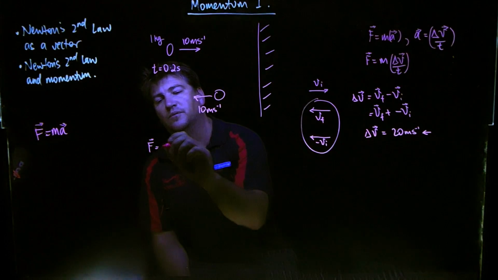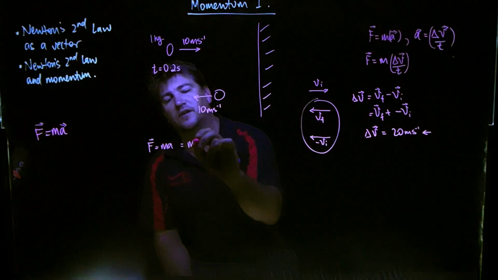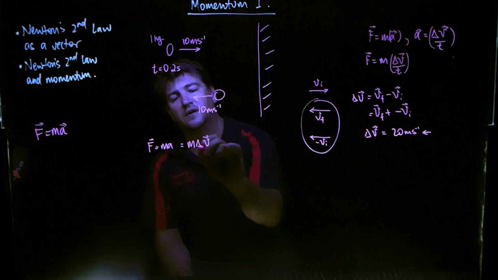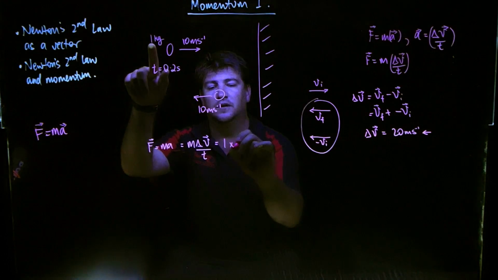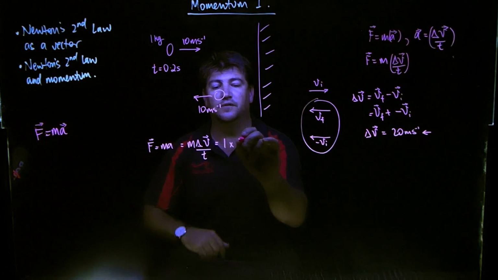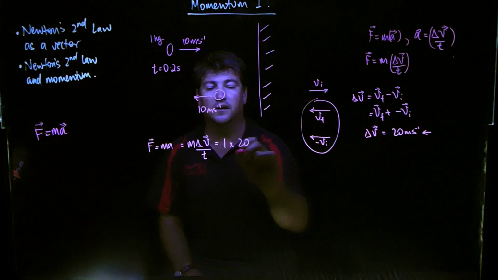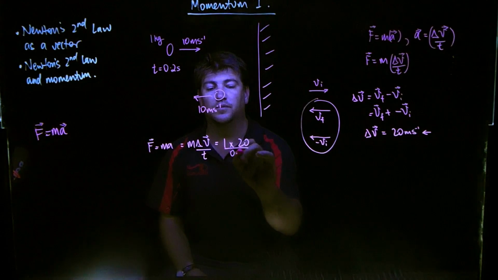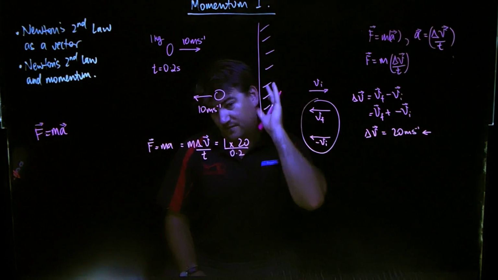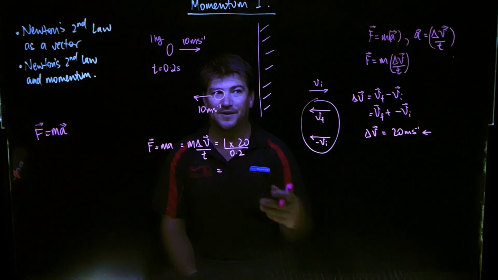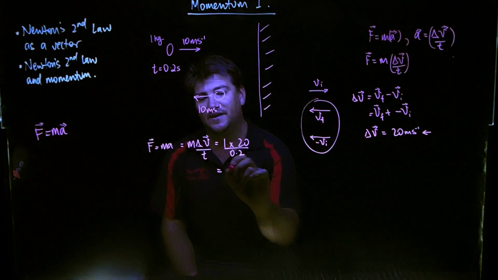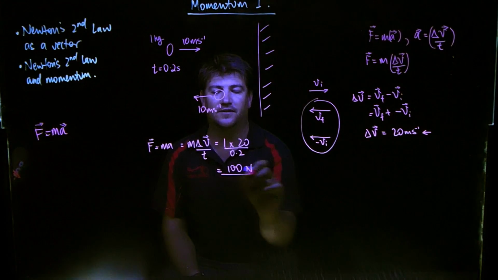So F equals ma is m delta v over t, and in this case here, mass of 1, the change in speed of 20, remember, 20 divided by 0.2. Crap, I want to do this to myself. And in this case, dividing by a fifth is the same as multiplying by 5, is 100 newtons. Wow, that actually came out okay.